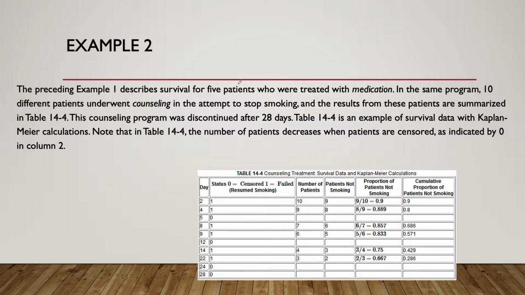For my second example, the preceding example 1 describes survival for 5 patients who were treated with medication. In the same program, let's say 10 different patients underwent counseling in an attempt to stop smoking. The results from these patients are summarized in table 14.4. This counseling program was discontinued after 28 days. Table 14.4 is an example of survival data with Kaplan-Meier calculations. Note that in table 14.4, the number of patients decreases when patients are censored, as indicated by 0 in column 2.